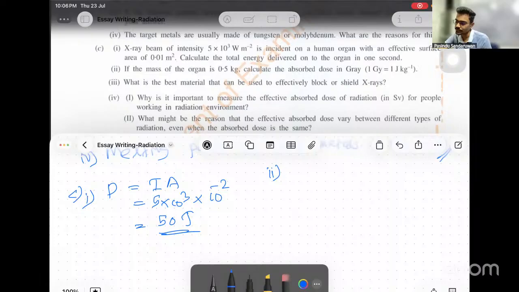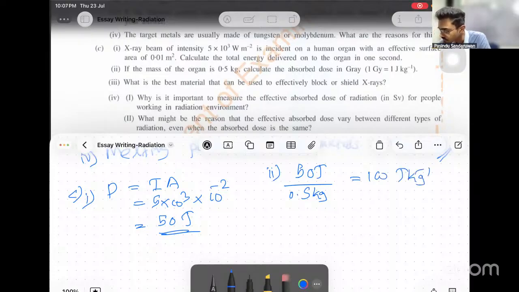If the mass of the organ is 0.5 kilograms, calculate the absorbed dose in gray. 1 gray is given as 1 joule per kilogram. Here we have 50 joules, and the mass is 0.5 kilograms. Then there is 100 joules per kilogram, which means 100 gray. A normal conversion. Just a conversion.